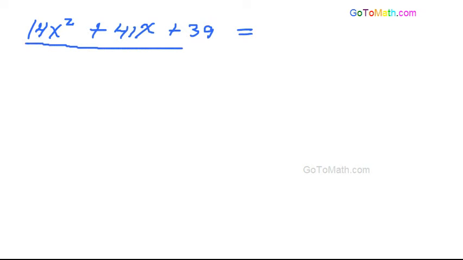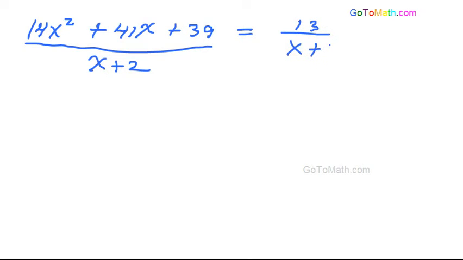Alright, let's move over to the whiteboard. So we have 14x squared plus 41x plus 39, over x plus 2, and that's equal to 13 over x plus 2.